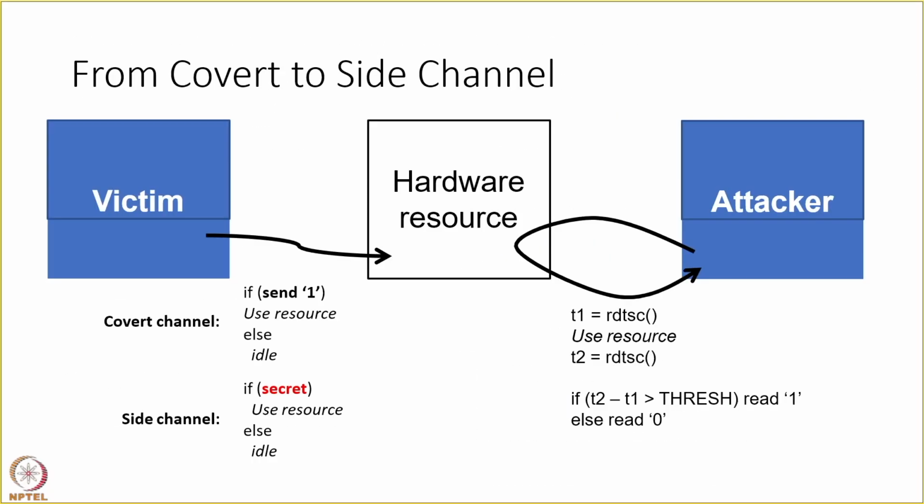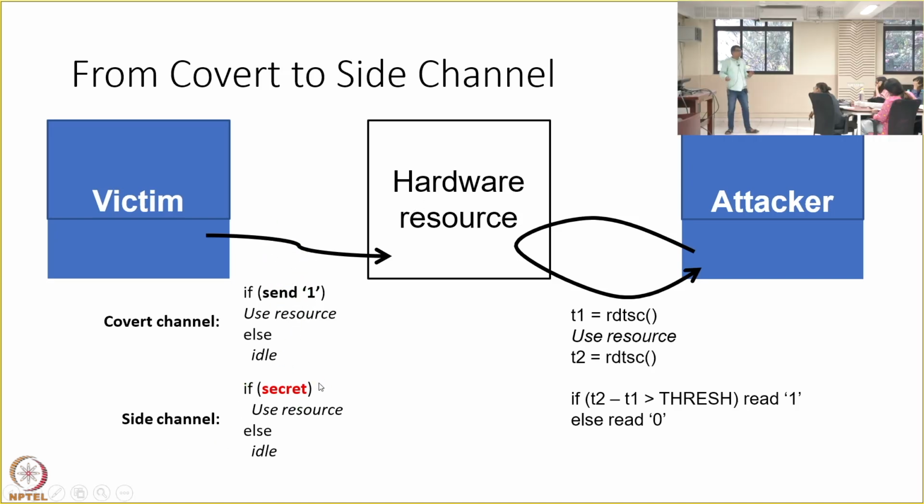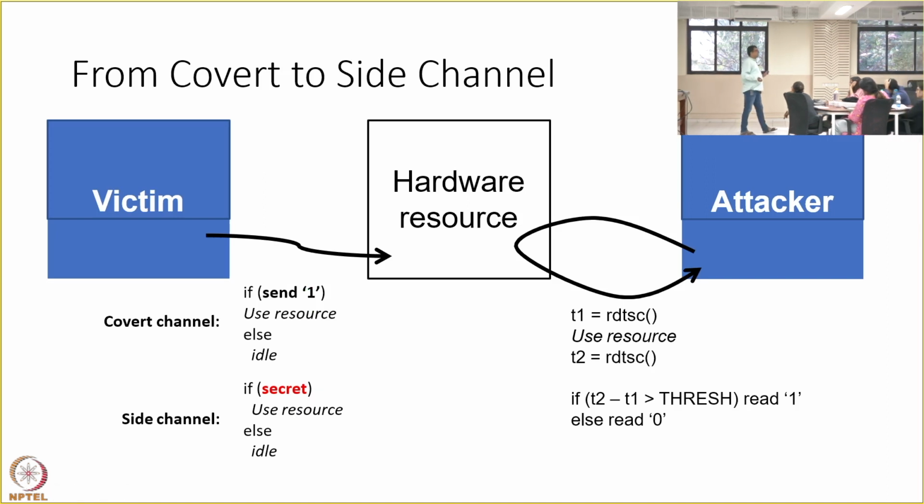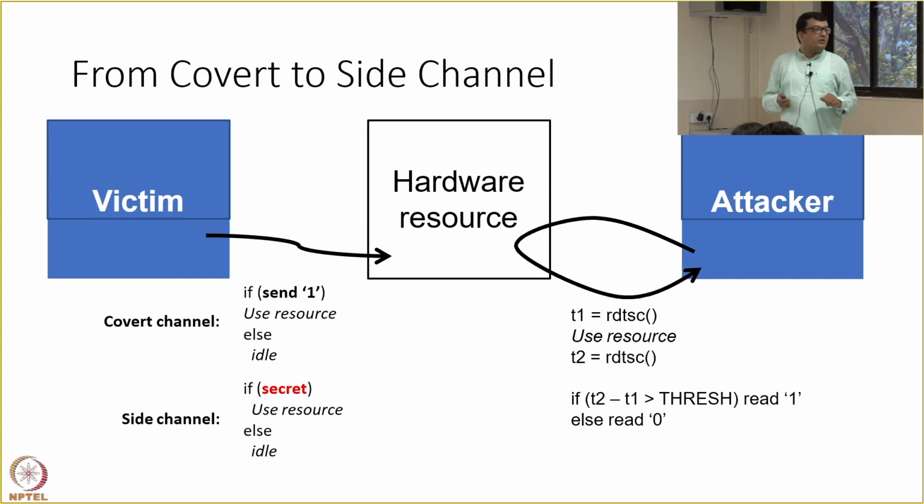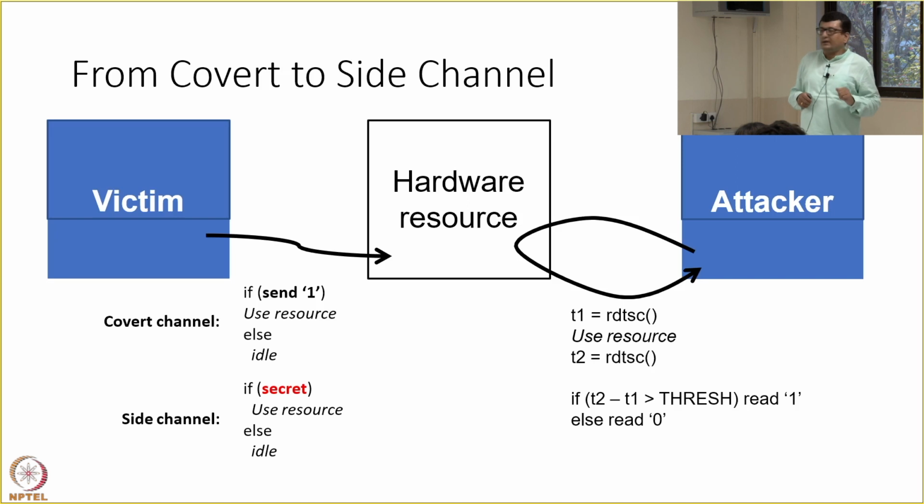Okay, so let's move on. We discussed the previous scenario as a covert channel where two intended parties were communicating. If you want to convert a covert channel to a side channel, you can convert this sending of 1 or 0 into a secret message. This is not intended. You are trying to infer, to guess what is happening with the other process.